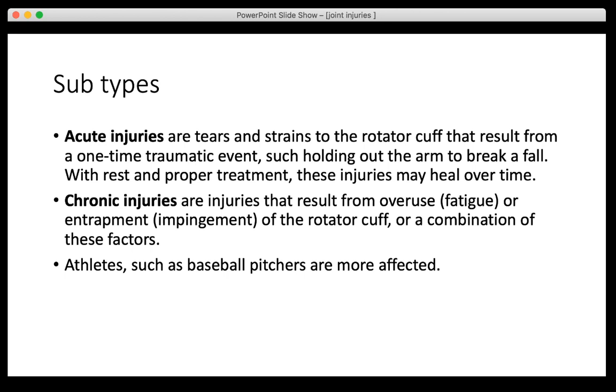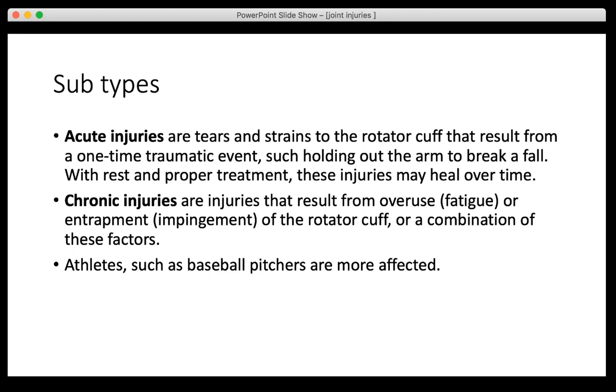But chronic injuries are very problematic, and these are injuries that result from overuse or some impact on your rotator cuff, and it is a combination of all of these. This leads to long term rest. You will be out of the game due to this kind of injury.